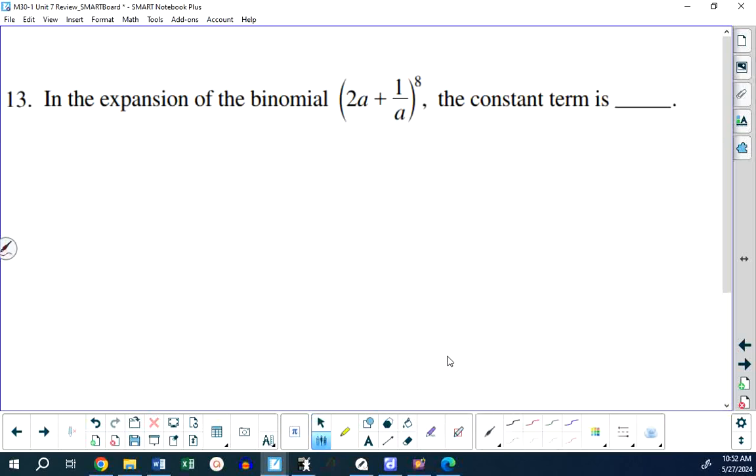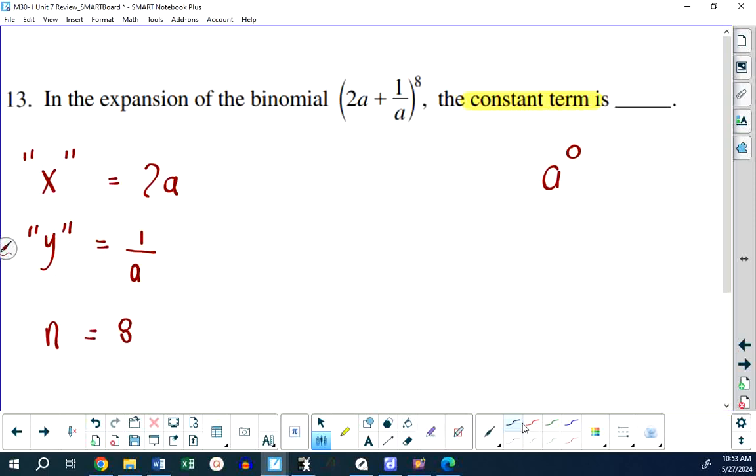So first of all, constant term means that the variables, and the variables in this particular case are a, will be raised to the 0. It means that you're not going to have any variable component. You're only going to have a coefficient. So there are two ways we can find out k. Let me back up. We need to know k. We know x, right? X is actually 2a. We know y. Y is actually 1 over a. Or if you want to think of that as a to the negative 1, feel free. We know what n is.